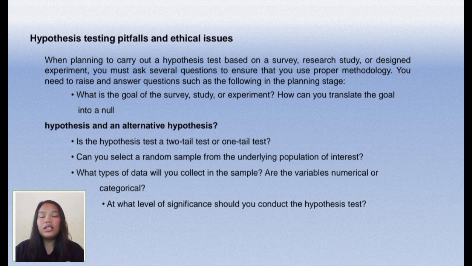Third question is, can you select a random sample from the underlying population of interest? What types of data will you collect in the sample? Or are the variables numerical or categorical? The other questions are written and indicated in the PPT. So failing to consider these questions early in the planning process can lead to biased or incomplete results. Proper planning can help ensure that the statistical study will provide objective information needed to make good business decisions.